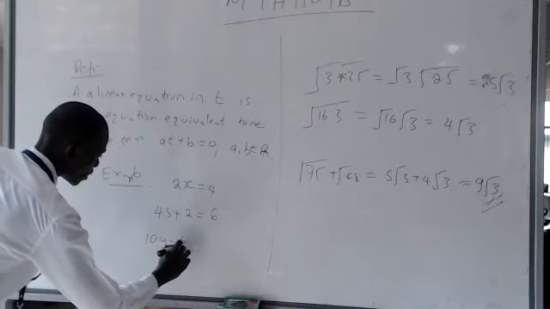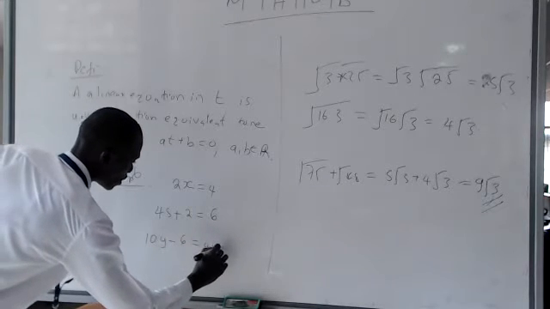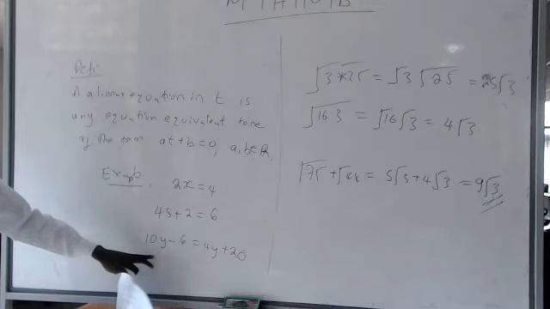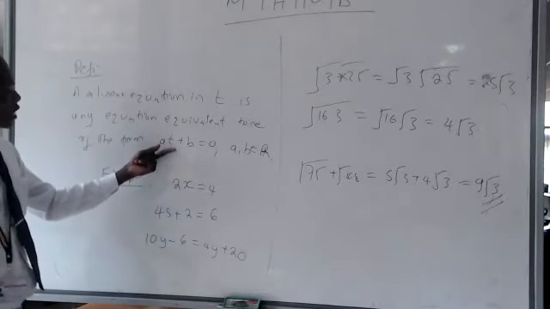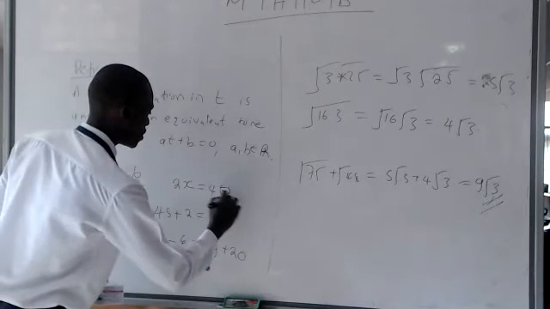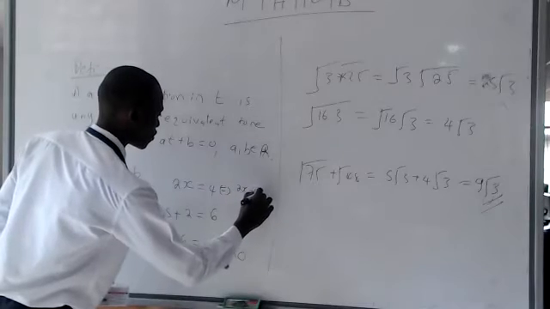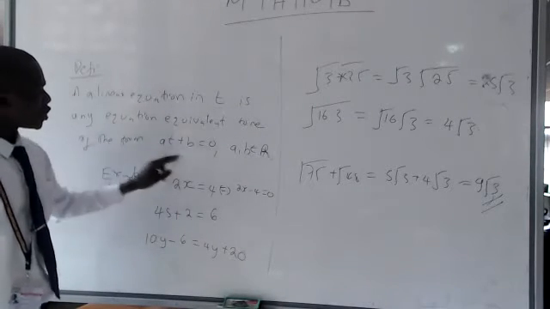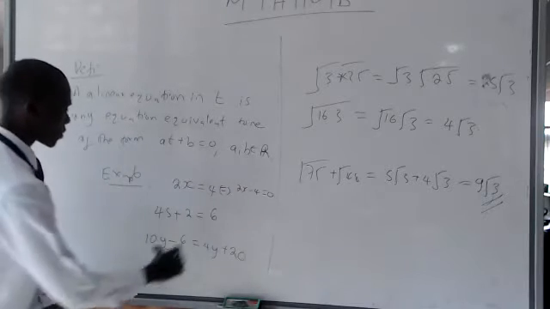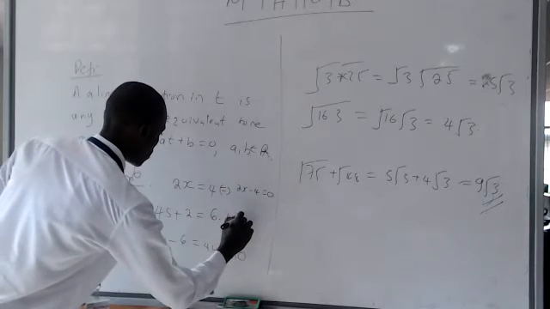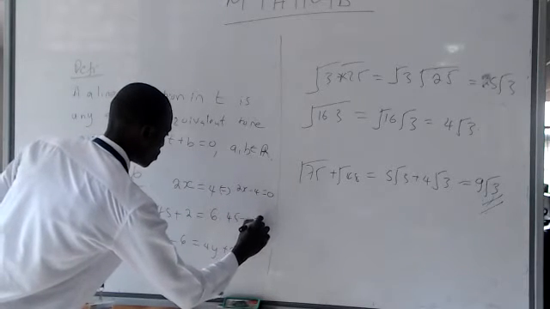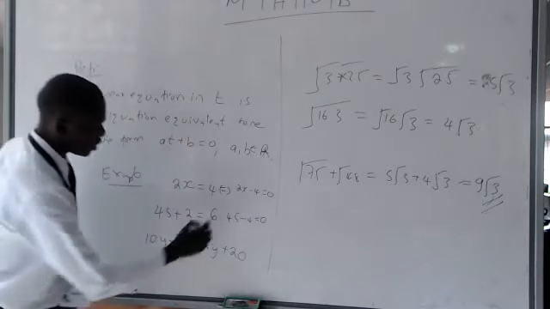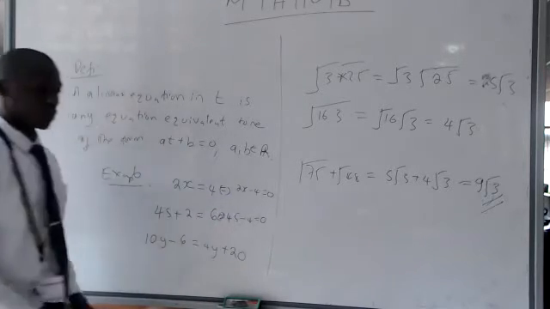10y minus 6 is equal to 4y plus 20. This is a linear equation in y. You can write it in the form 2x minus 4 is equal to 0. So x is your t, a is 2, and b is minus 4. What I did is subtract 6 on both sides, so they're equivalent.